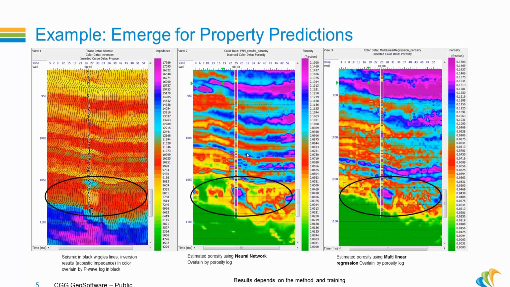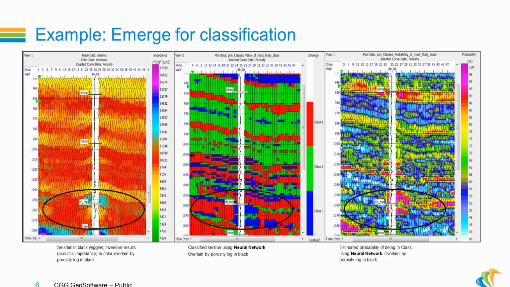And in the right panel and in the middle, we have used Emerge with the neural network method, and we are estimating porosity using those attributes, which are the seismic inversion results. Or we can use multilinear regression again to estimate the porosity volume. So this can be used for estimating reservoir properties from the inversion attributes as well. There are some differences between the two results, so it depends on the methods we are using and the parameters we are using for training the Emerge processes.